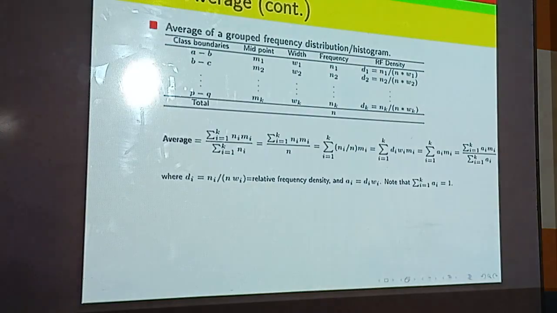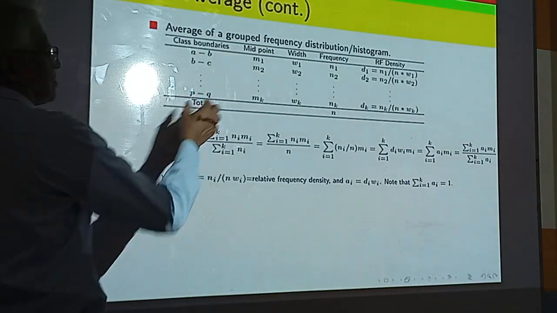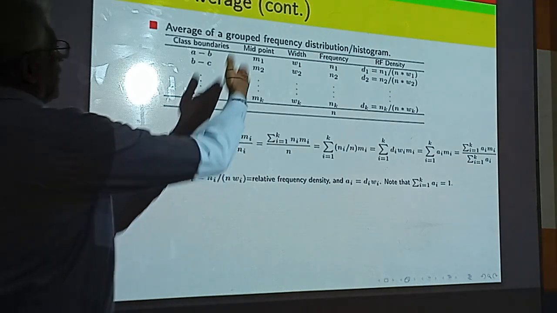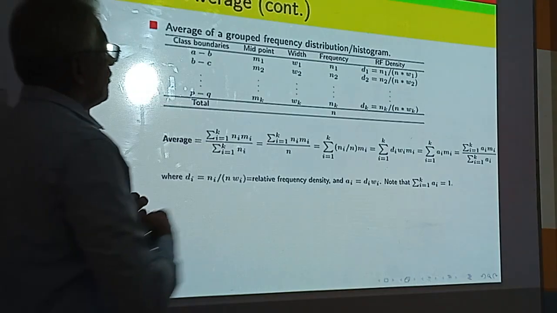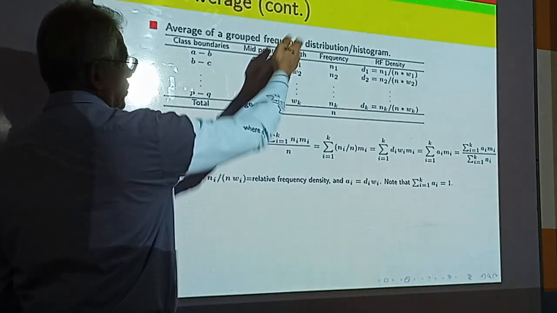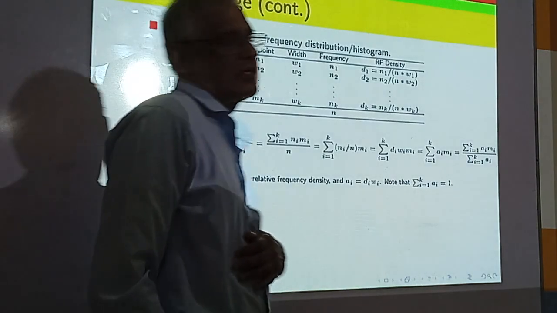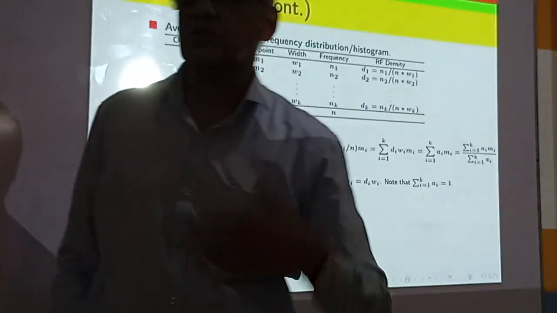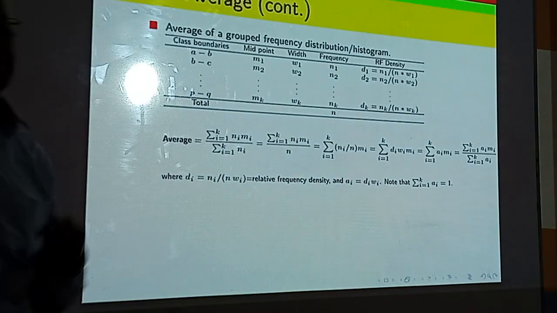If you don't have the original data, if you are given only a group frequency distribution, you are given the class intervals, and then from those you can find out the midpoints if you want. Suppose you are given the frequencies. Usually you will have this and this only. From those you can get the midpoints and width if you want. If you have group frequency distributions, you cannot get the original data. You have to make some assumption.